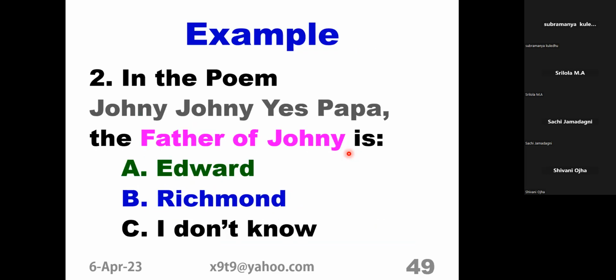Now in the poem Johnny Johnny Yes Papa, the father of Johnny is Edward, Richmond, I don't know. It is I don't know because we don't know the Kundali.